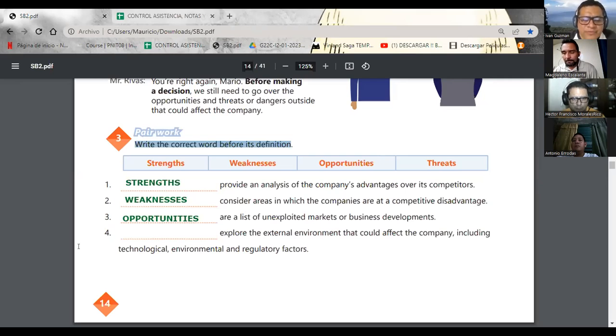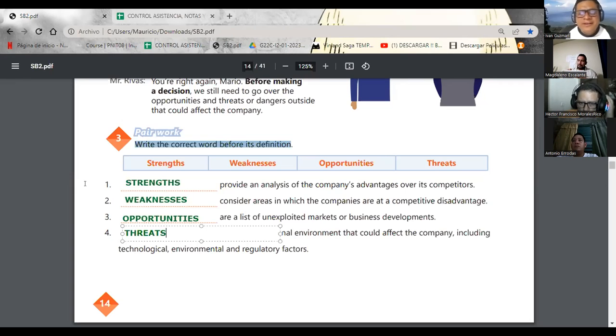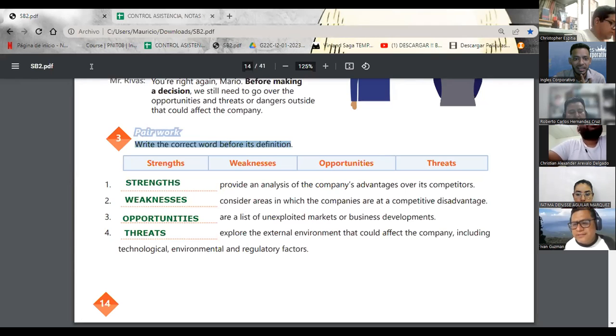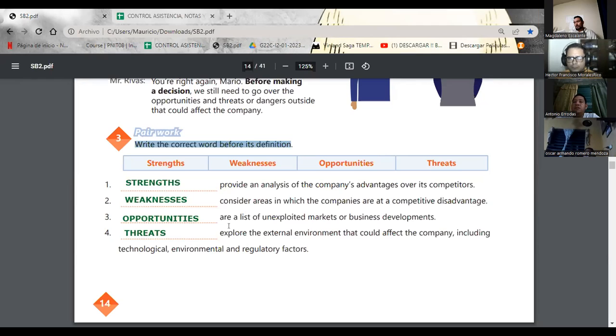Okay, the last one, number four, threats. Explore the external environment that could affect the company, including technological, environmental, and regulatory factors. Threats. It's not with a T, okay? It's threats, with the C sound. Okay, explore the external environment that could affect the company, including technological, environmental, and regulatory factors.